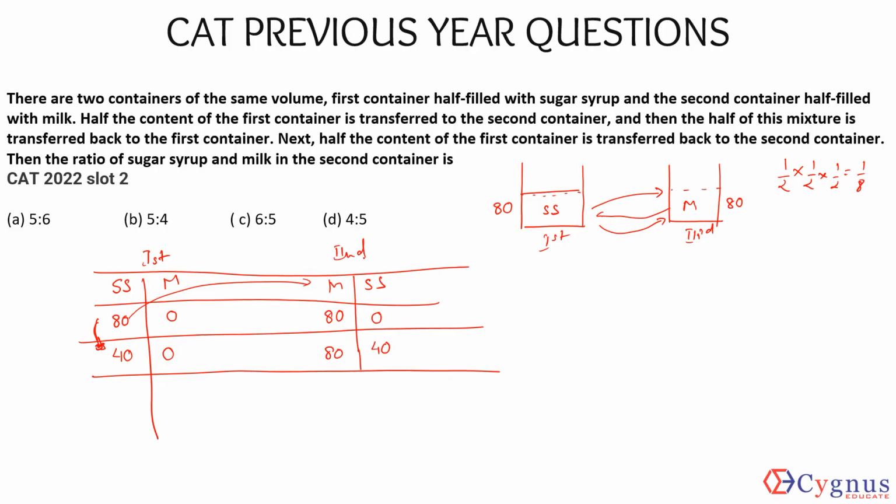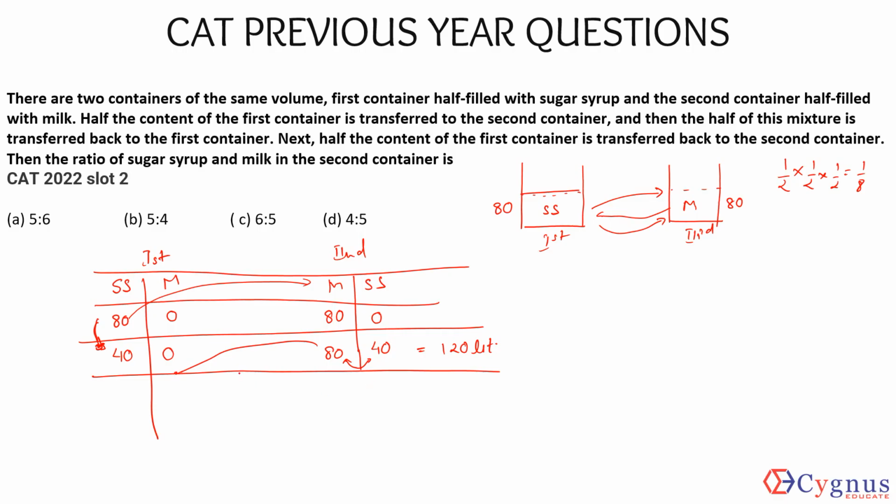half the quantity from the second container into the first one. Now the second container effectively contains a total of 120 liters. I'm going to transfer half of this. That means 60 liters will be transferred to what? The first container. Now look at the ratio here. Milk and sugar syrup are in the ratio of 2 to 1. So out of that 60, again, the ratio of milk and sugar syrup will be 2 to 1.